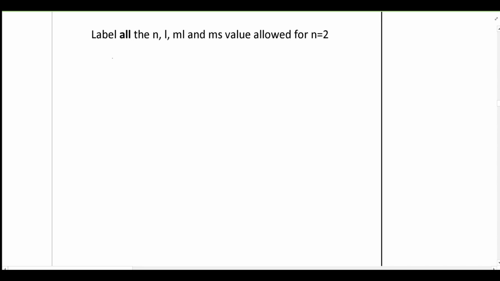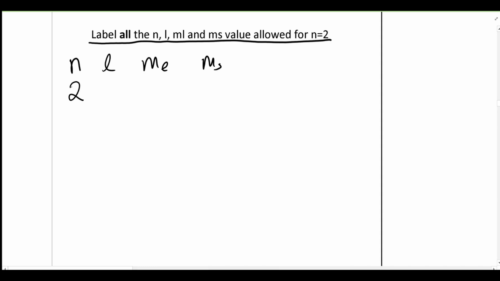So just on this one, we're just going to label all the values possible for n equals 2. Right, so if this is n, L, ML, MS. It's a tedious exercise, but once in a while it's useful to do these as well. So if n equals 2, the smallest L possible could be 0. The ML possible value would be 0. Then the MS could be plus 1/2, or it could also be a negative 1/2.